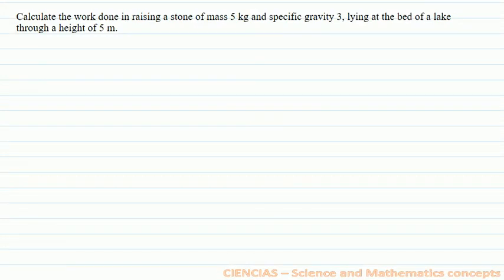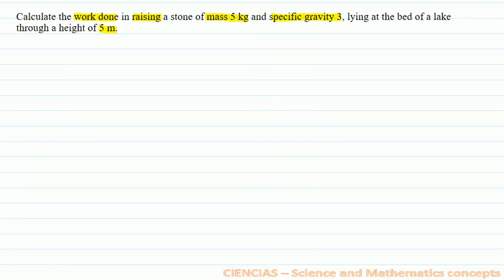Hello students, here we are solving the question which is based on the topic of work power energy. The question here is: calculate the work done in raising a stone of mass 5 kg and specific gravity 3 lying at the bed of a lake through a height of 5 meter.